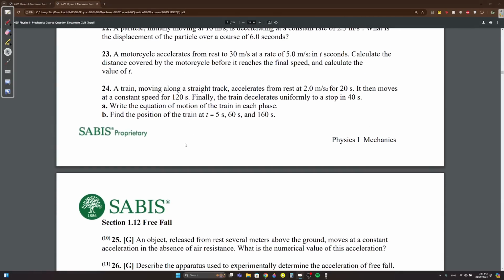A train moving along a straight track accelerates from rest at 2 meters per second squared for 20 seconds. It then moves at a constant speed for 120 seconds. Finally, the train decelerates uniformly to a stop. Write the equation of motion of the train in each phase. We have phase 1, which is UARM, because it's accelerating, right? So when we say equation of motion, it's either v equals at plus u or x equals vt plus x naught. Since we have UARM, we have v equals at plus u. So in phase 1, the acceleration is 2. We always put it in terms of time.